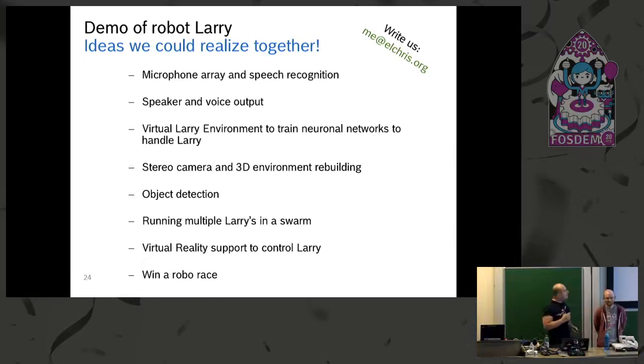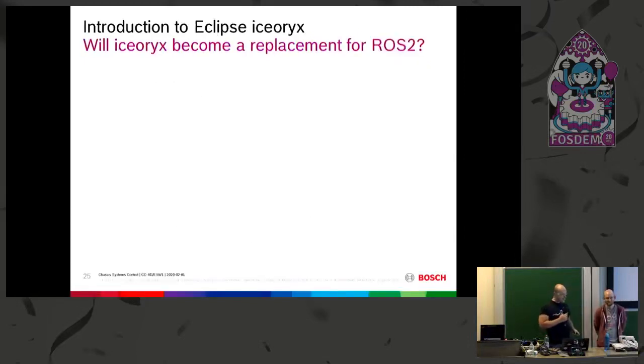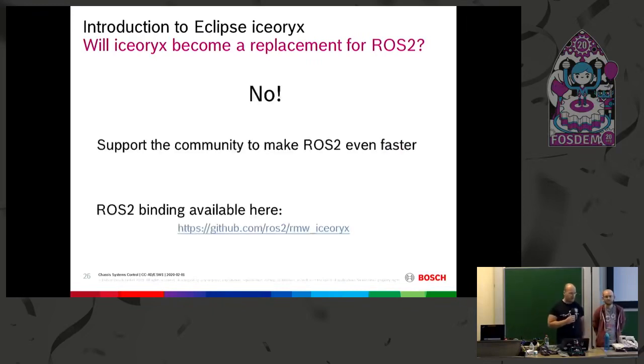why not use it? And now here the question could come up, if you're familiar with ROS, will iceoryx become the next ROS? And here the answer is definitely not. If you have seen in the previous presentation, ROS has some awesome tools, and we do not need to reinvent the wheel, but we have to help the ROS2 community become even faster. Here we have the problem with the copies and the performance bottleneck, and another problem.